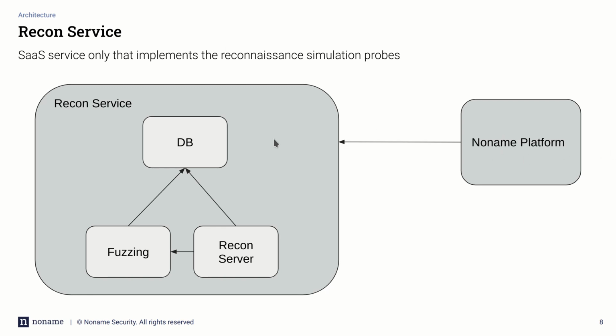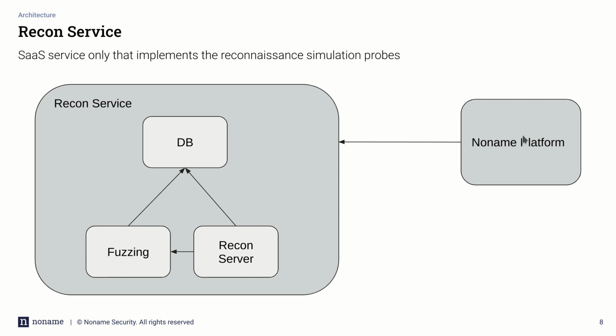What do I mean by that? The Noname platform communicates information to the recon service. The only thing it does is store it in the database. The recon service reads the information, fuzzes that information, discovers additional elements of your infrastructure, your network, and so on, and scans the contents of that network for sensitive and forbidden data. Just to give you an example, client IDs, client secrets, tokens, and so on. And if it finds anything, it reports it back to the Noname platform.